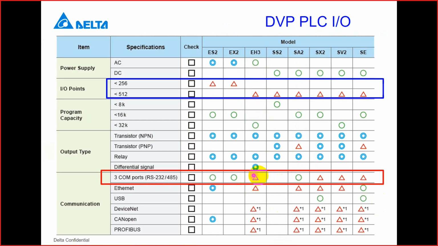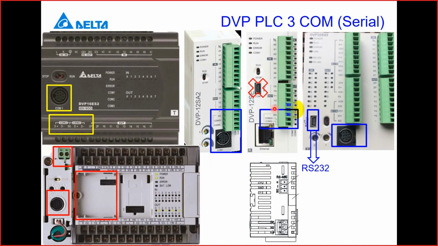And if you still remember here, we can show triangle, means we can add on card or use some alternative way to achieve 3 serial ports. So here we can add on the function card to use either RS-232, 422 or RS-485, as long as we order an extra function card installed here.